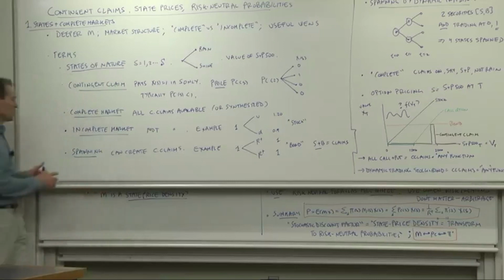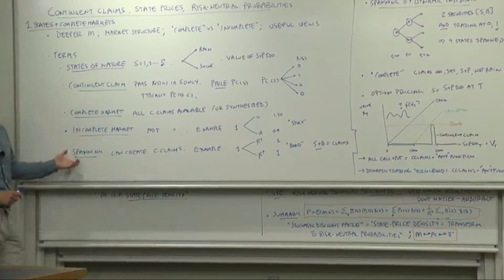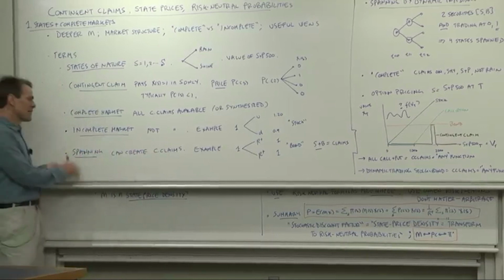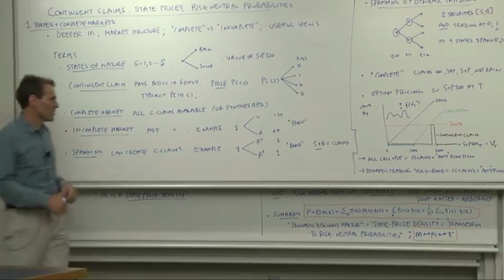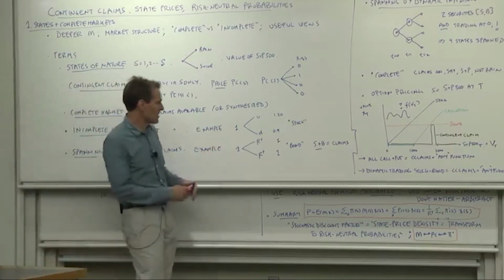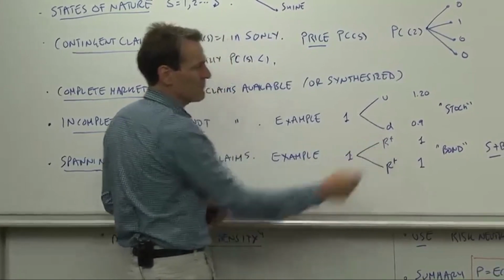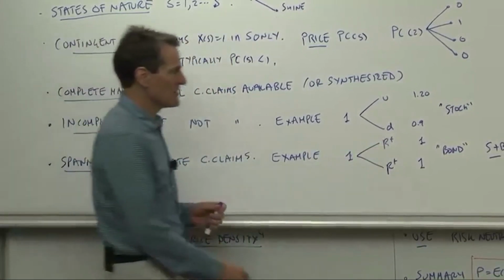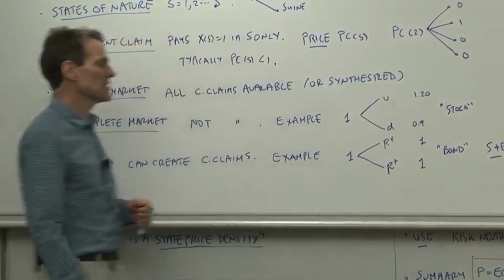Sometimes you can create contingent claims from other underlying securities, and that's called spanning. If you can span contingent claims with other securities, then you can create them even if they don't exist. So here's an example. To continue our example, a bond would be: you put in $1 and you get RF in each state. A good numerical example is if the interest rate is 0, you put in $1, you get out $1 in each state.